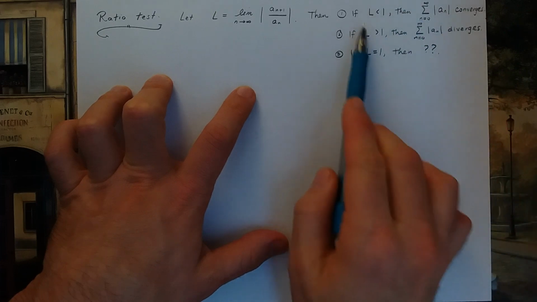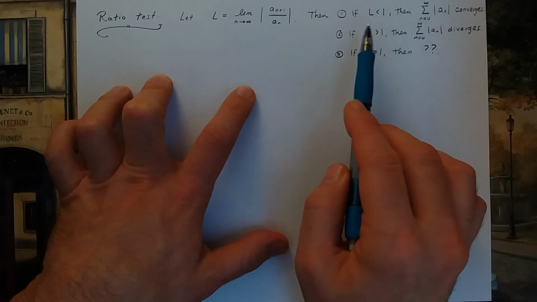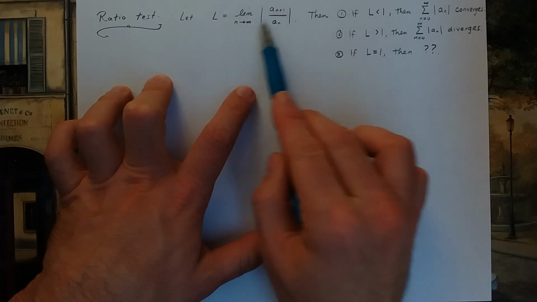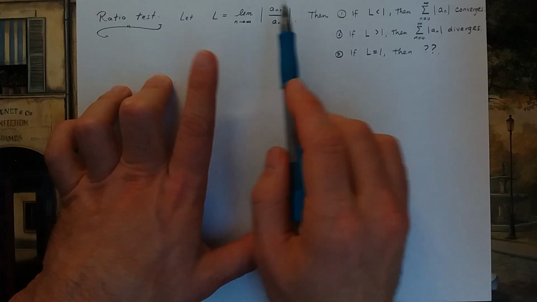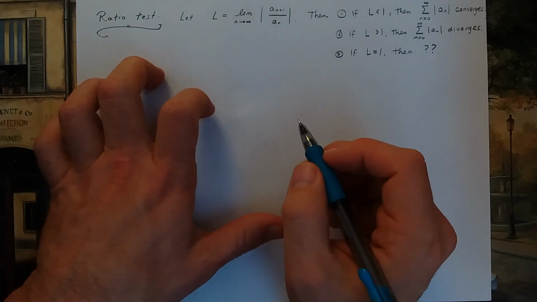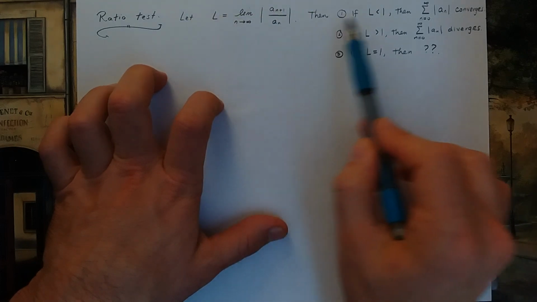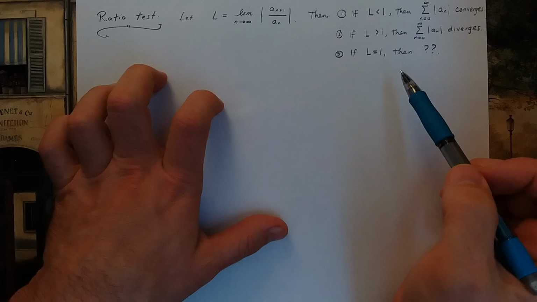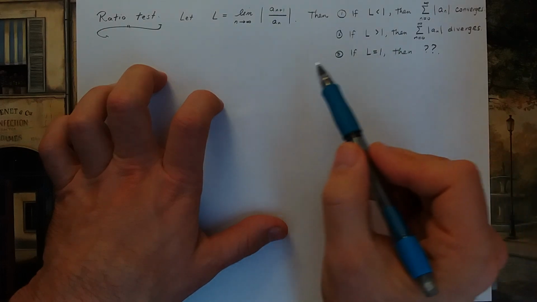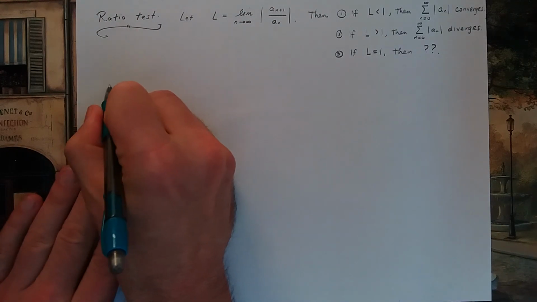So this conclusion is the same conclusion as in the root test, except I'm evaluating the limit L differently. I'm evaluating a ratio of terms. That's why it's the ratio test. I'm not going to explain why the ratio test works in this video. If you're curious, you can look at the textbook. But for this video, I'd like to make sure we know how to use the ratio test. So here's an example.